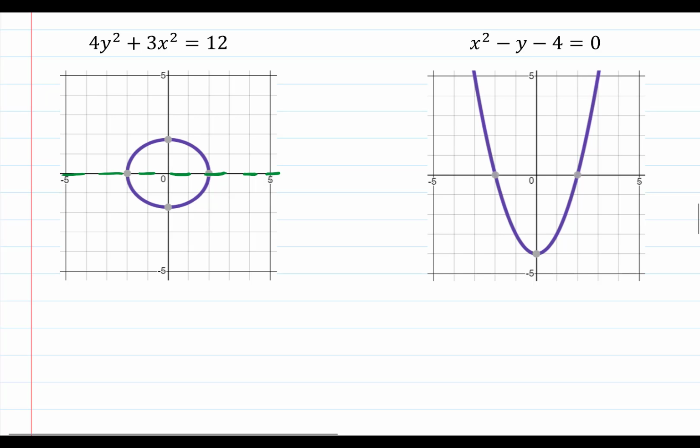Now looking at our second equation, x squared minus y minus 4 is equal to 0, the graph is a parabola, and while it does have a line of symmetry, that line of symmetry is not the x-axis, which is why our test failed. So the test failed, and the graph is not symmetric with respect to the x-axis.